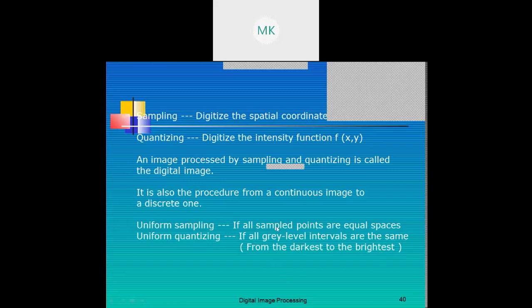Digitization mainly requires sampling and quantizing. When sampling and quantization are applied to an image, the image is called a digital image. If the digital image is processed by applying different techniques such as enhancement, restoration, compression and segmentation, then it is called digital image processing. All these are about the basic concepts of digital image processing.